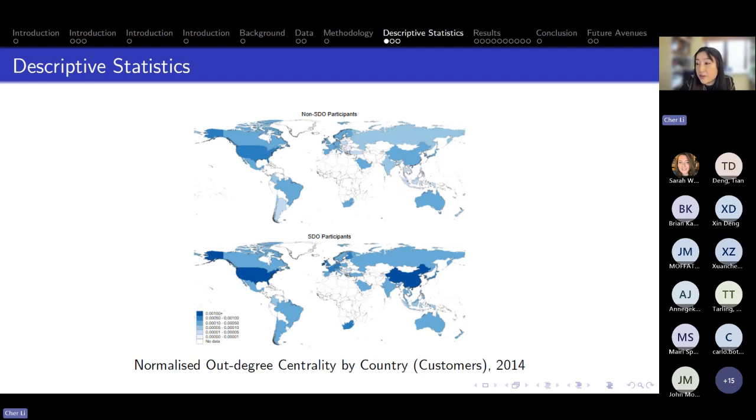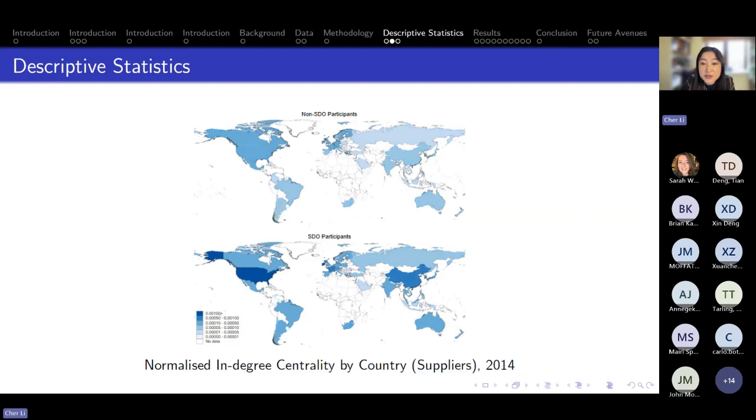Here, the top part is the centrality, or the connections, for the non-SDO members, and the bottom map shows the connections of SDO members. As you can tell, the US firms really maintain very strong customer networks across Europe, Asia Pacific, and beyond. And there is a major difference in the pattern between the members and non-members.